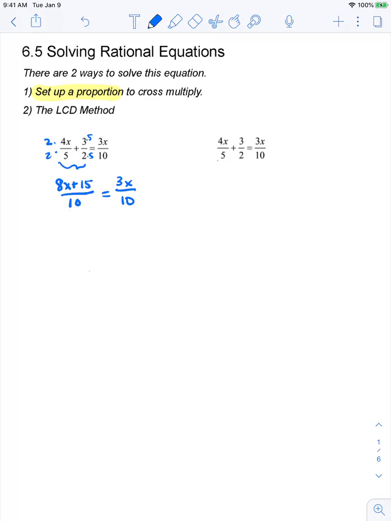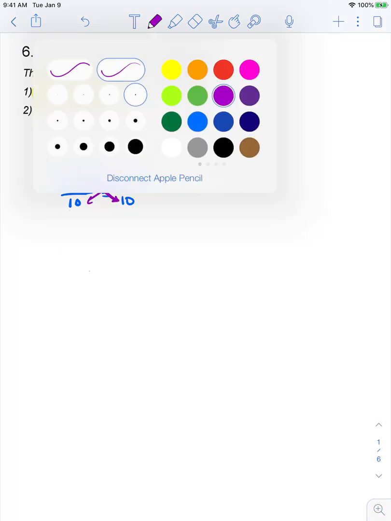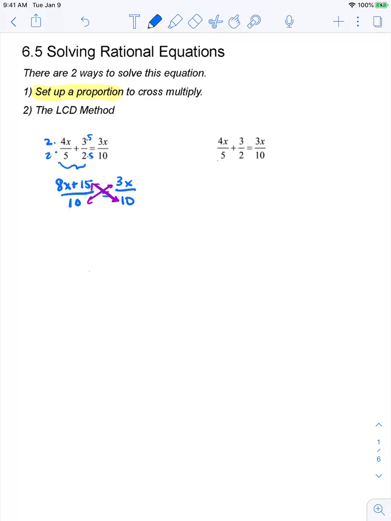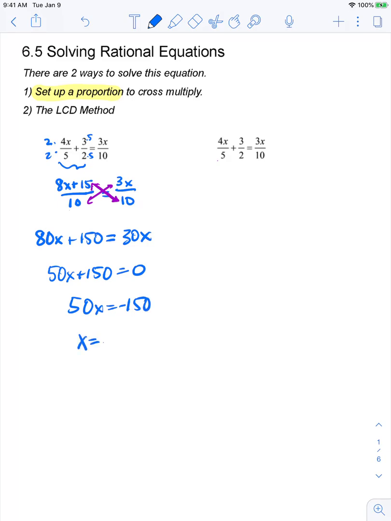Once you have it set up as a proportion, then you're going to solve using cross products. So I'm going to multiply 10 times 8x plus 15, and I'm going to multiply 3x times 10. So 8x plus 15 times 10, distribute the 10, and you get 80x plus 150 equals 10 times 3x, which is 30x. Now I can solve the equation, subtract 30x, 50x plus 150 equals 0, 50x equals negative 150, which means x equals negative 3.